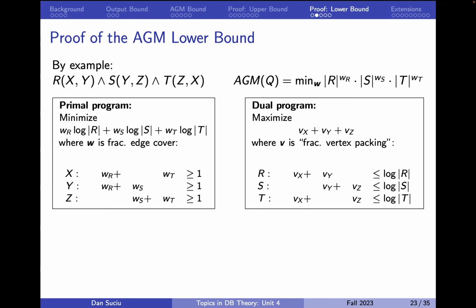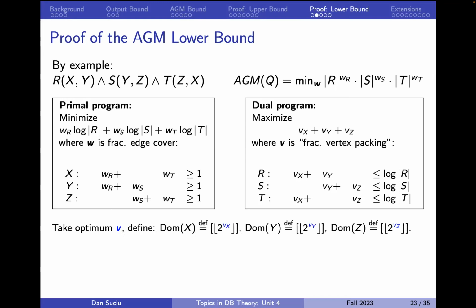Beautiful, beautiful stuff. Good. So my AGM bound, I can think of it as a maximum value that I can obtain by solving this linear system, which is like a fractional vertex packing, or like a fractional independent set. Okay, we'll get back to the independent set. But now I want to finish the proof. Here is how we use the optimal solution, or in fact any solution of the dual program, to construct a database.